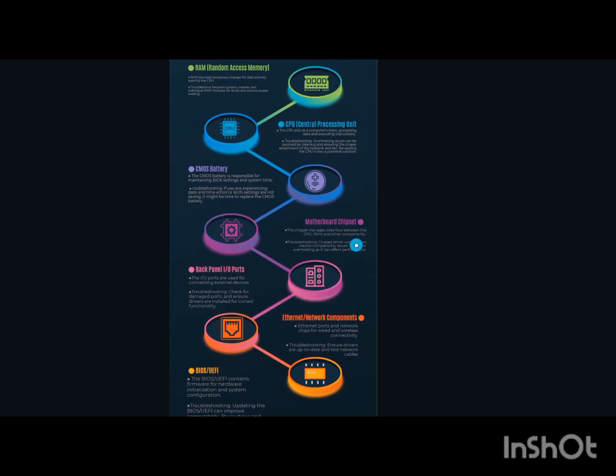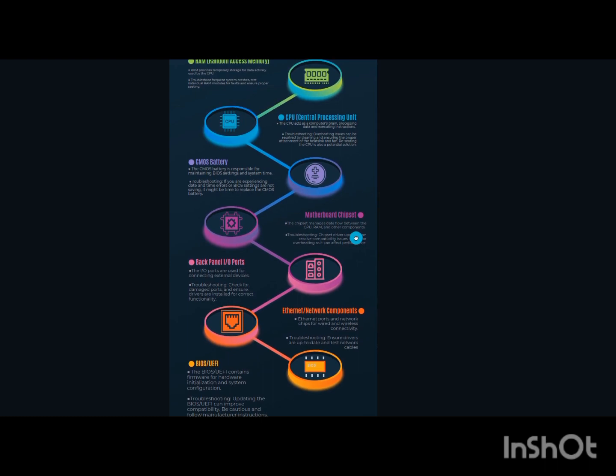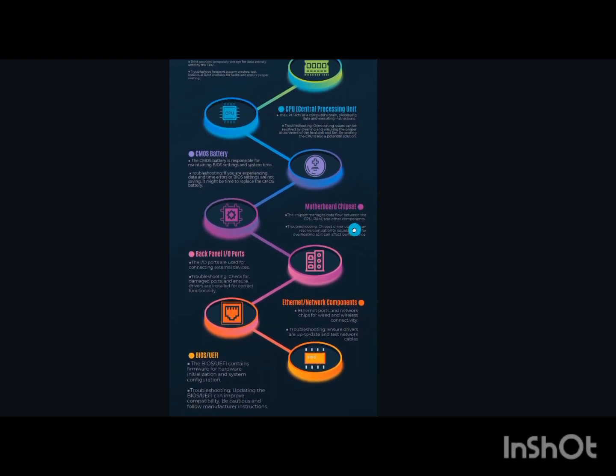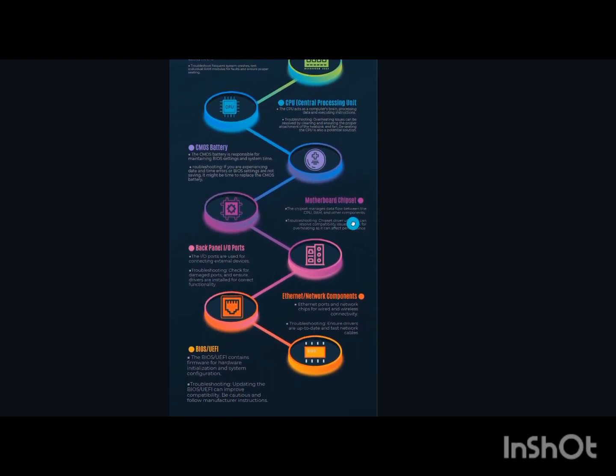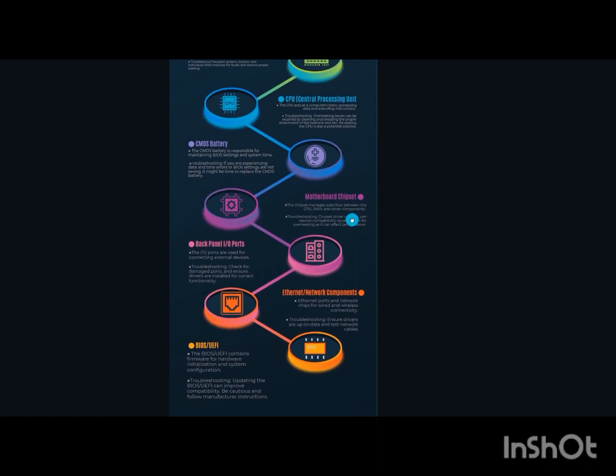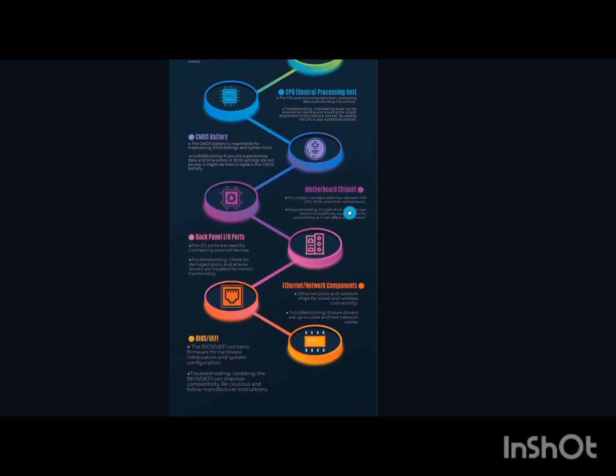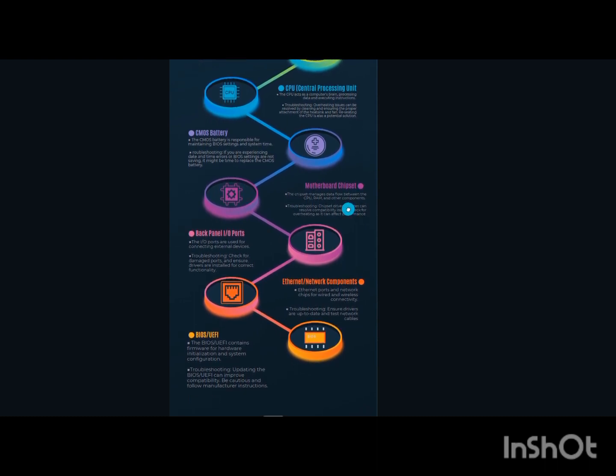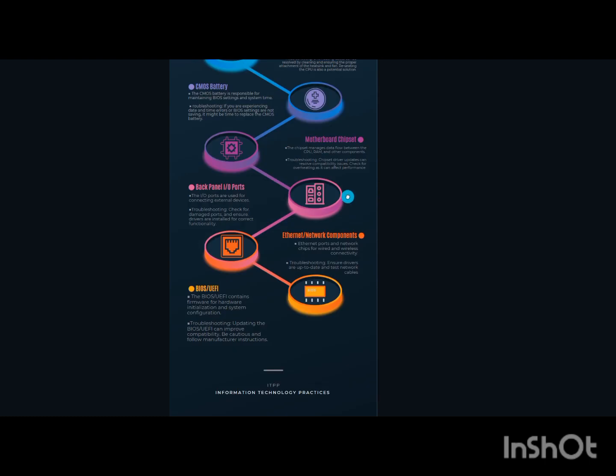3. Many usually don't know this one. The CMOS battery, a small battery that's always found on a motherboard. The CMOS battery maintains BIOS settings and system time. And how to troubleshoot it? If you're experiencing date and time errors or BIOS settings aren't saving, consider replacing the CMOS battery.